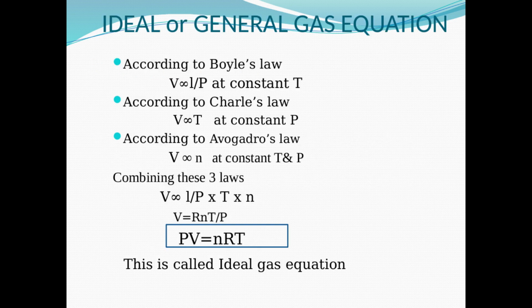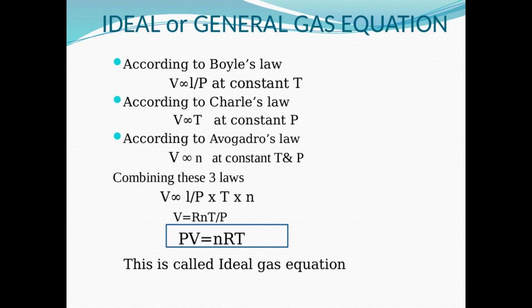Then we can derive the ideal gas equation. Combining Charles' law, Boyle's law, Avogadro's law, we derive our ideal gas equation. According to Boyle's law, V directly proportional to 1 by P at a constant T. According to Charles' law, V directly proportional to T at constant pressure. According to Avogadro's law, V directly proportional to n at constant T and P. Combining these laws, V directly proportional to 1 by P into T into n. V directly proportional to nT divided by P.